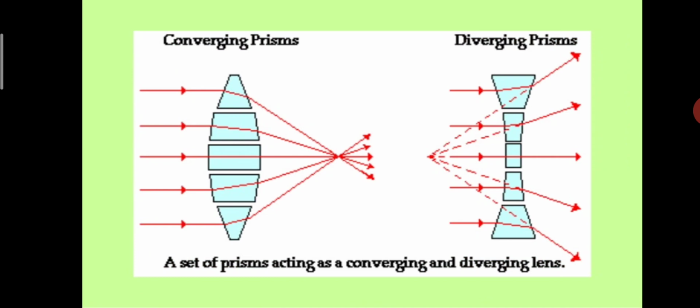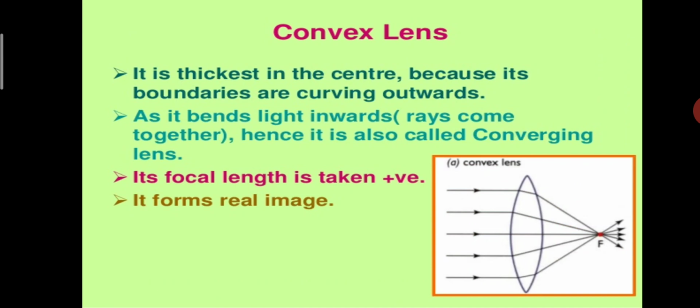See, a set of prisms acting as a converging and diverging lens. When the light passes through this convex lens, what happens? It converges all the light at one point, and in the case of a concave lens, it diverges all the light to different places. Okay. Now, convex lens.